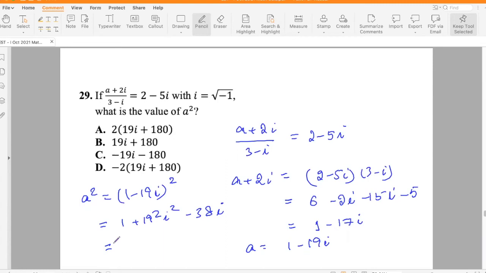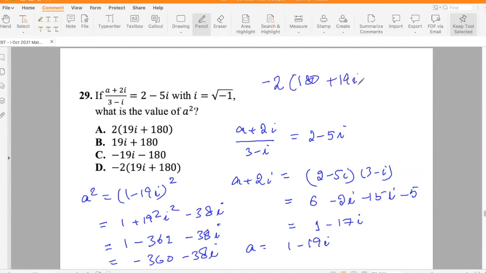So that's 361. So this is 1 minus 361 minus 38i. So minus 360 minus 38i. So if I take negative 2 common, I get 180 plus 19i. So 180 plus 19i into negative 2. So the right answer is option D.